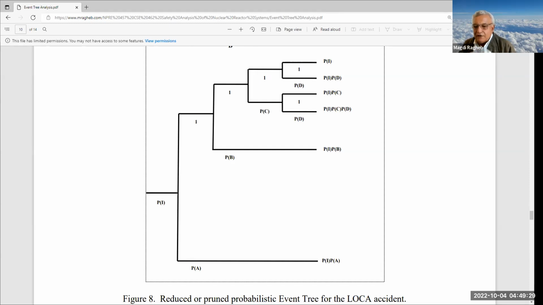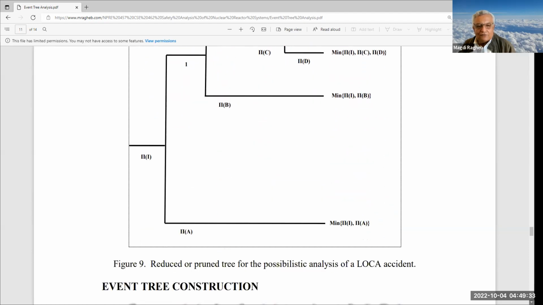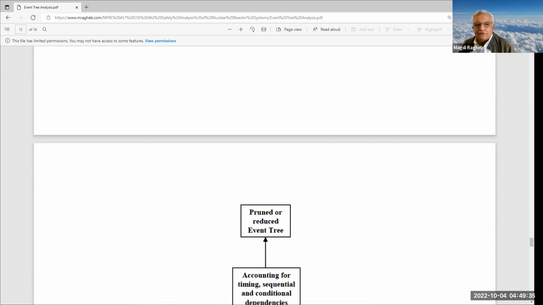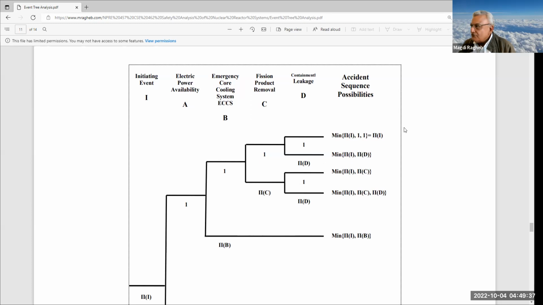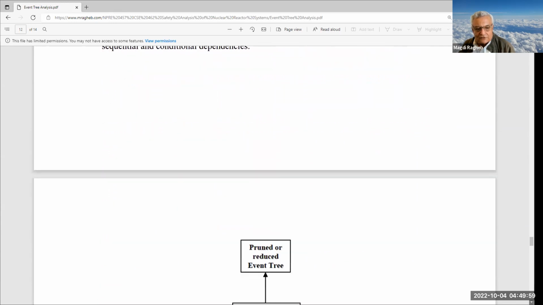And we can plug in some numbers in it if you want. In terms of possibility theory, it's also the same approach. I'll give you a small problem where I ask you to plug in some numbers here and calculate, for probability theory, the product of the probabilities, because we have an implied AND gate, and for possibility theory, it's a minimum between the possibilities of failure for the pruned tree.